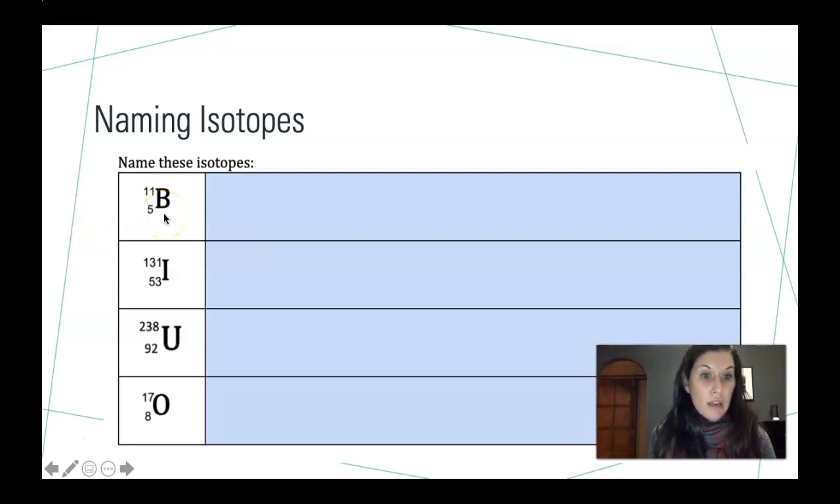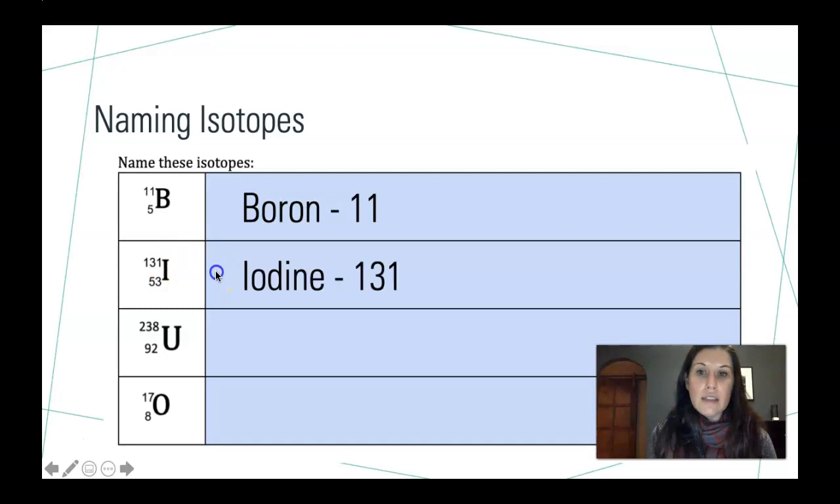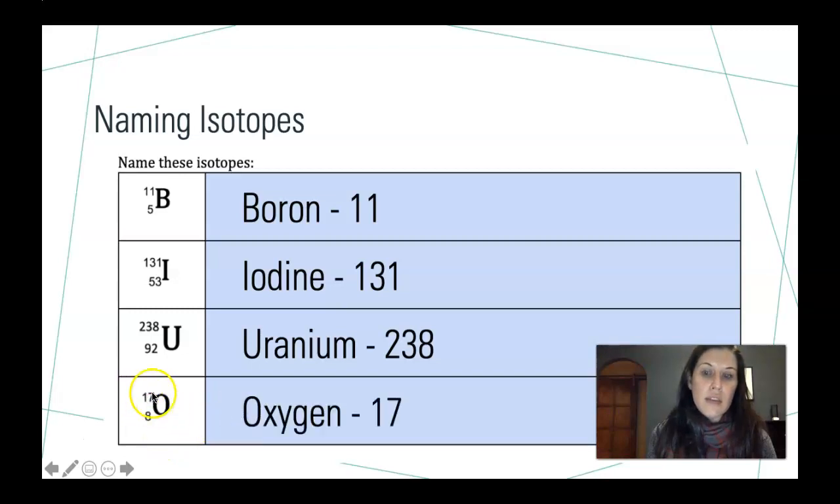You might want to have your periodic table handy so you can see the name of each element. Find the element with the symbol B, and then we're going to put the mass number behind it. So this will be boron 11. Next one here we have element I, that's iodine. The mass number is 131. Here we have U, uranium, mass number 238. O, that is oxygen. The mass number is 17. Oxygen 17.